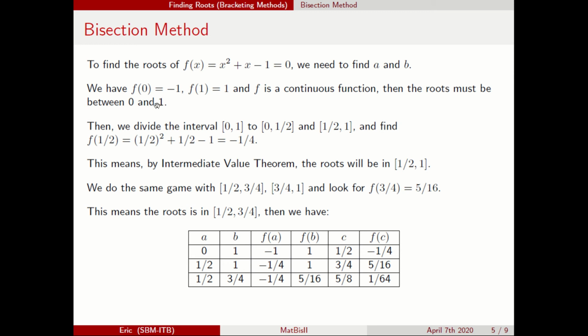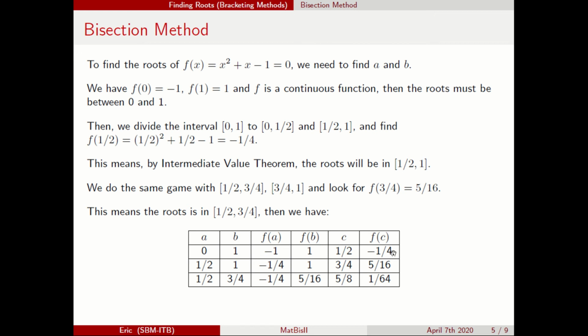How do we find this root? We can divide the interval [0, 1] into [0, 1/2] and [1/2, 1]. And I can find the value of f at a half is minus 1/4. Look at this. When a is 0, f(a) is minus 1. When b is 1, f(b) is 1. The middle between a and b is just c. That is a half. How do you find this? 0 plus 1 divided by 2. That is a half. So f(c) is minus 1/4.